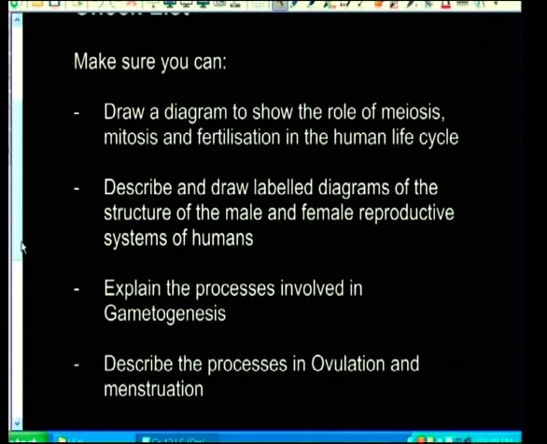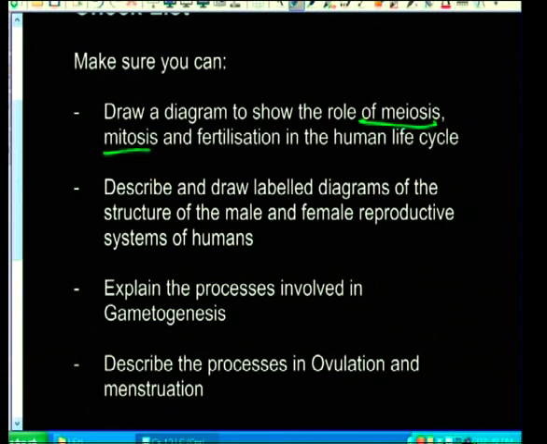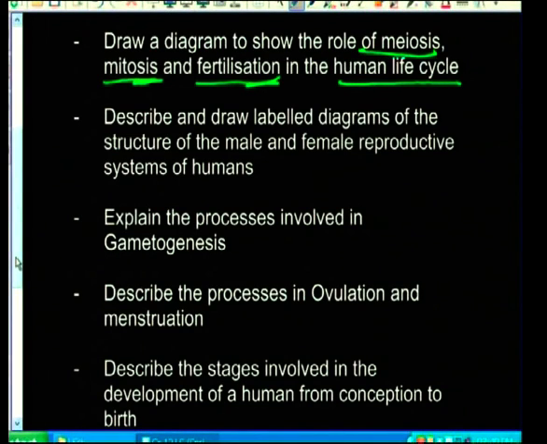Firstly, you must be able to draw a diagram to show the role of meiosis and mitosis and fertilization in the human life cycle. So there's three important things here. And we're talking of a simple flow diagram to show how meiosis, mitosis, and fertilization contribute to the human life cycle. And obviously, when you're talking about that, you would talk about the development of sperm and the development of egg, that is spermatogenesis and oogenesis. We move on to the next doable on your side.